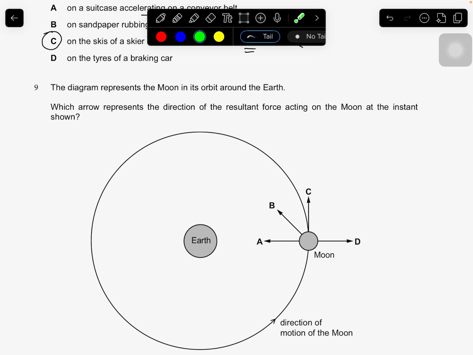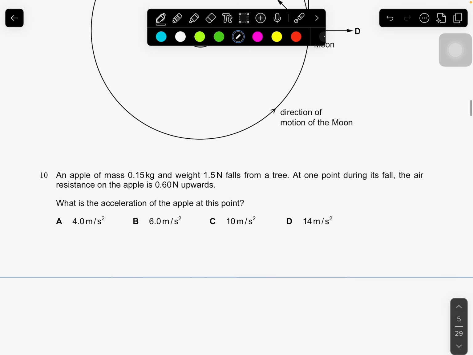The diagram represents the moon on its orbit around the Earth. Which arrow represents the direction of the resultant force? You guys know it. Circular motion. It's going to be towards the center of the circle. A. I love these questions. They're so sweet and innocent.